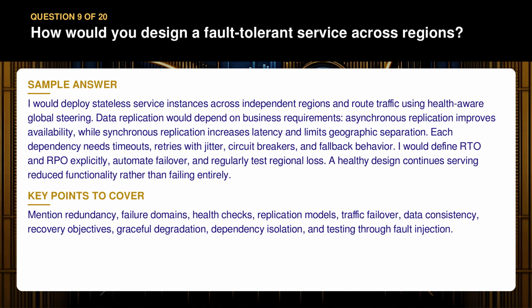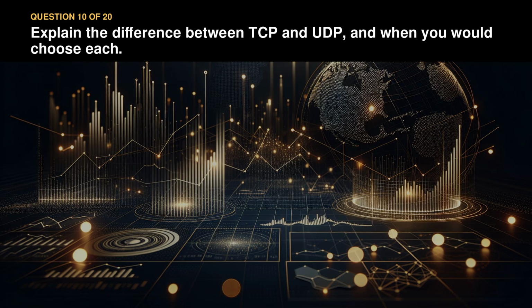Mention redundancy, failure domains, health checks, replication models, traffic failover, data consistency, recovery objectives, graceful degradation, dependency isolation, and testing through fault injection. Question 10. Explain the difference between TCP and UDP, and when you would choose each.